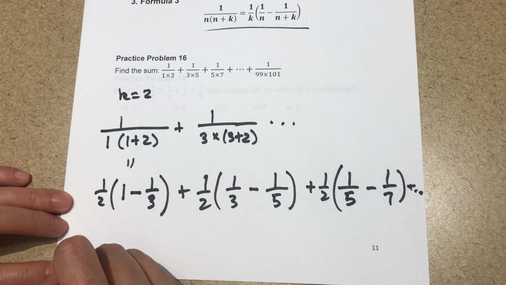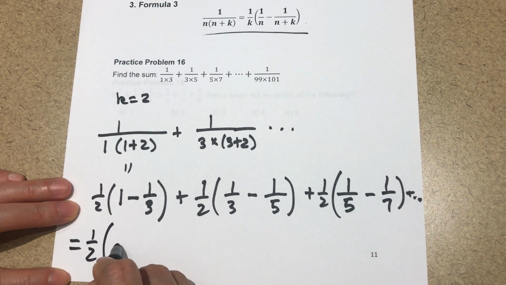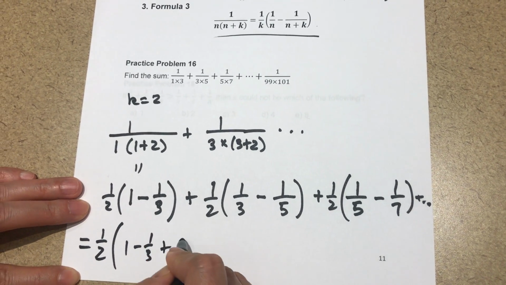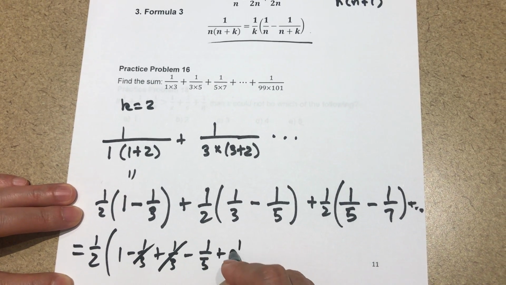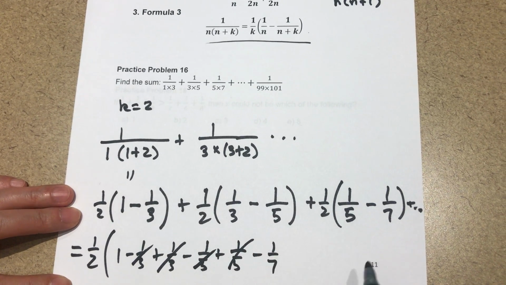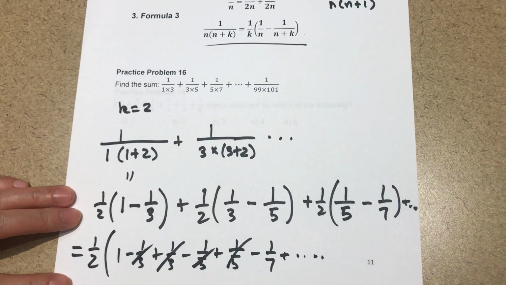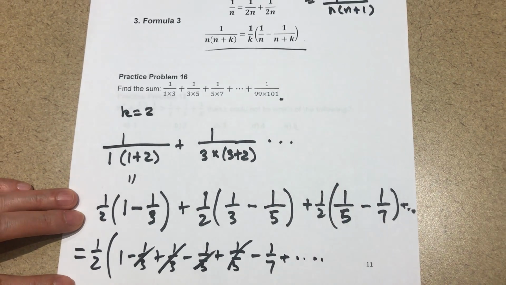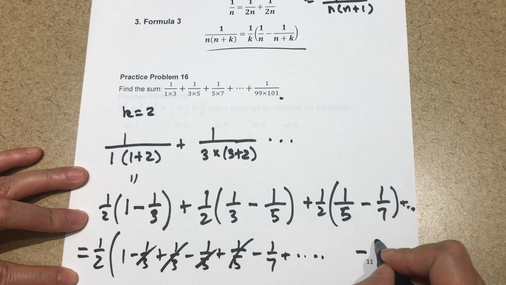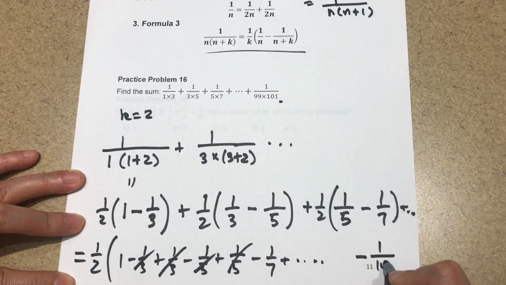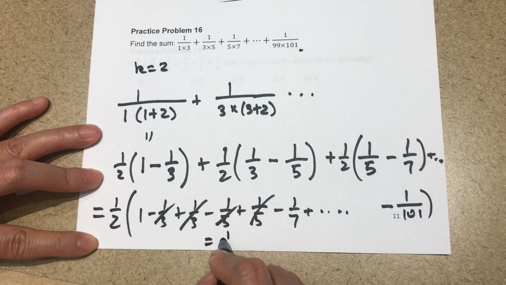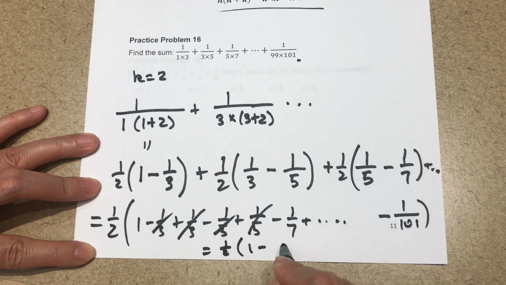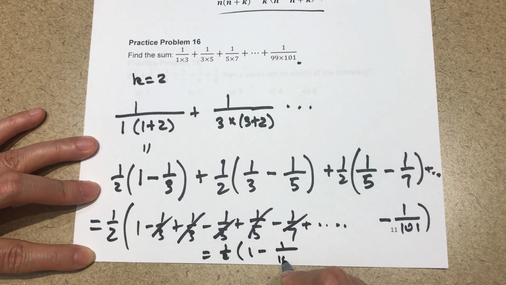1/2 in the beginning can be taken out. Then we have 1/2 of 1 minus 1/3 plus 1/3 minus 1/5. You can see these two cancel. Add the next one, 1/5 minus 1/7. These two cancel. So you can imagine that the middle terms all cancel. What you're left with is the last one, so the last one would be minus 1 over 101. So that's what's left over. So eventually you would have 1/2 times the first term minus the last term, with all the middle terms canceling out. So the students can carry this one out.